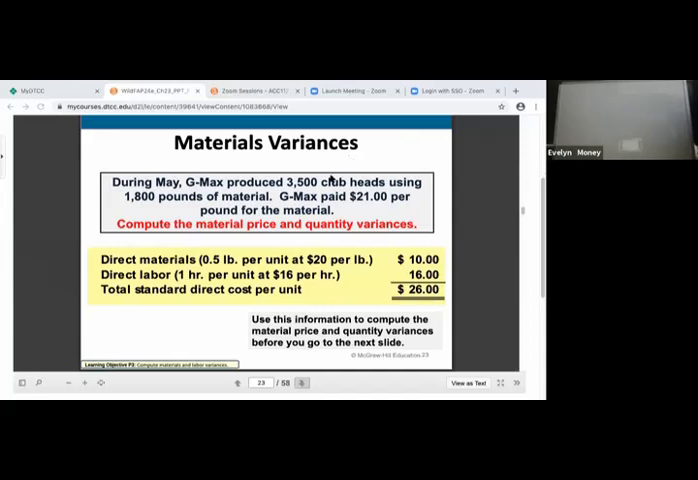So the information that I need from this slide is down here where I have my standards. This information down here is my standards specifically for materials. I need to know that it takes a half a pound of materials per unit, and I expect to pay $20 per pound. This $10 here is irrelevant. Do not pay attention to that. We need to know the cost per pound of materials, and the number of pounds of materials needed to make 1 unit of product. All right, let's switch to the screen here.